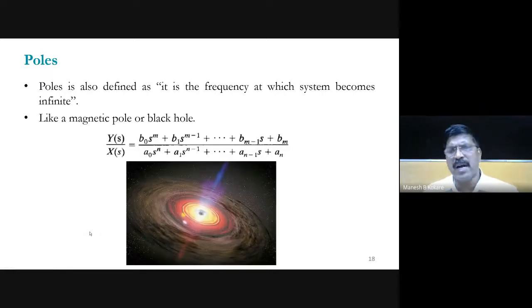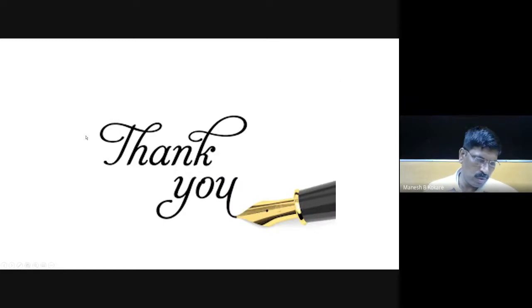Now, see that a pole is defined as the frequency at which the system becomes infinite. So these roots of the denominator are called the poles. If you put those values of roots in the entire equation, your transfer function at that frequency will become infinite. So a pole is also defined as the frequency at which the system becomes infinite, like a magnetic pole and so on. I hope that you have understood the concept of poles and zeros.